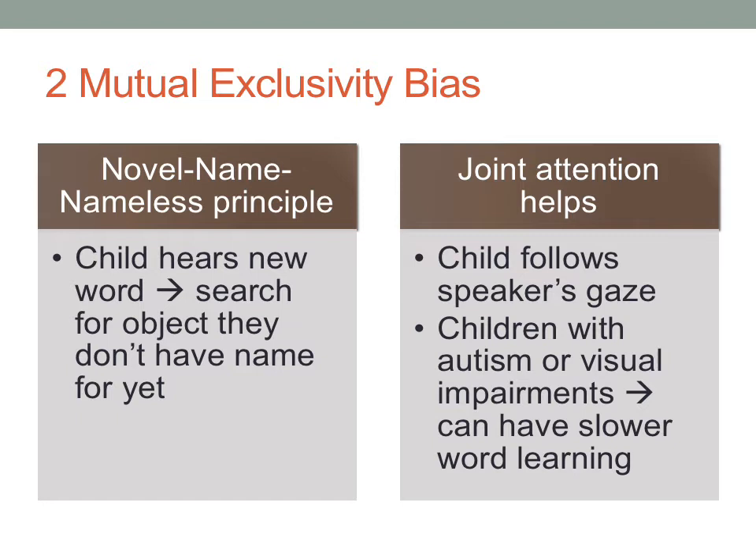A second hypothesis is this mutual exclusivity bias. When children are young, infants, and some people will say that this is actually an innate ability, that they're born with this principle called novel name nameless. So the child hears a new word, they search for an object that they don't have the name for yet.